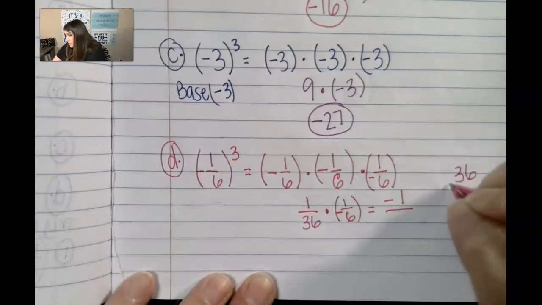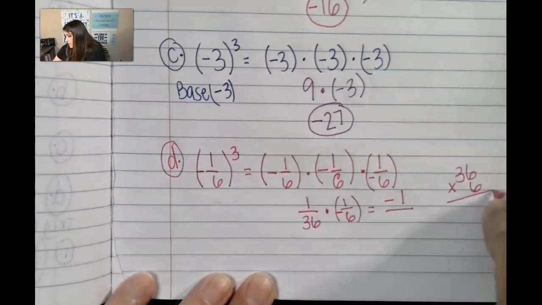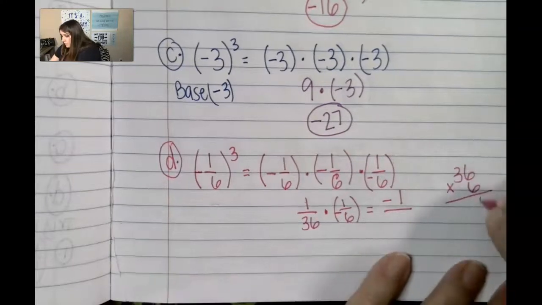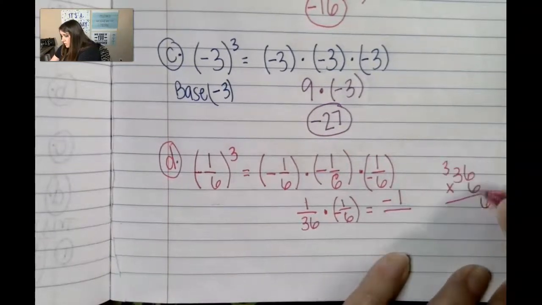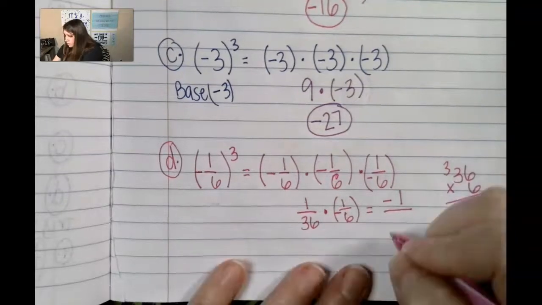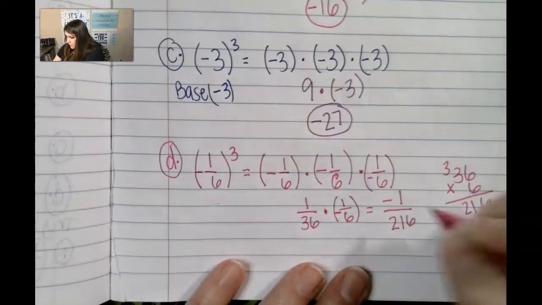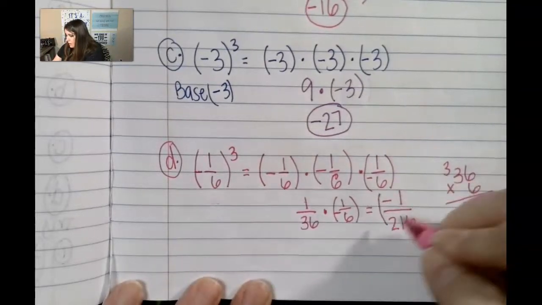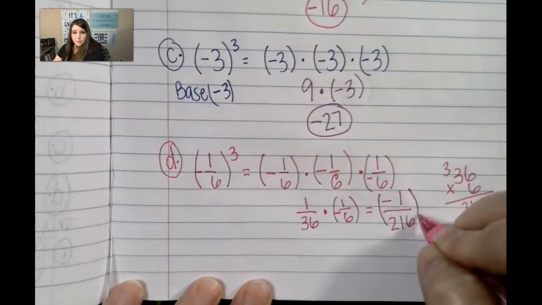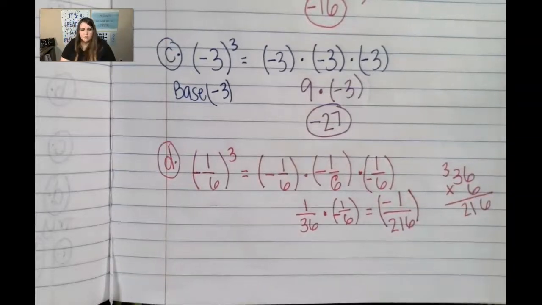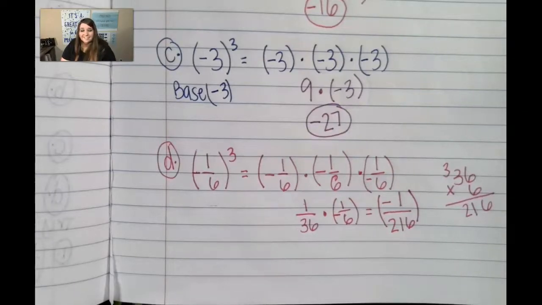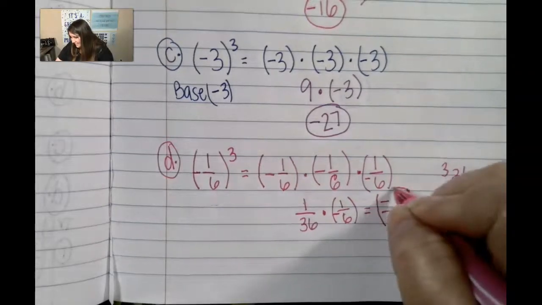So I have 36, and I'm going to multiply that by 6, and that gives me 216. So here is my final answer. I probably didn't need to put that one in parentheses. I think my parentheses are just now starting to get a little carried away. So this one we could have just circled instead.